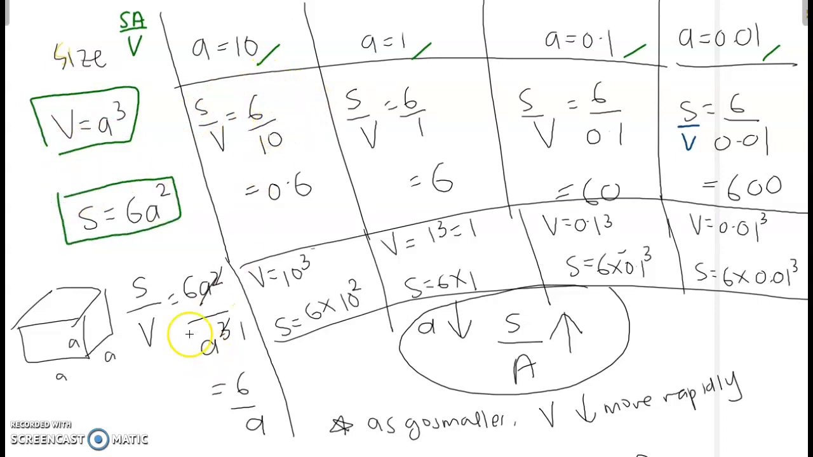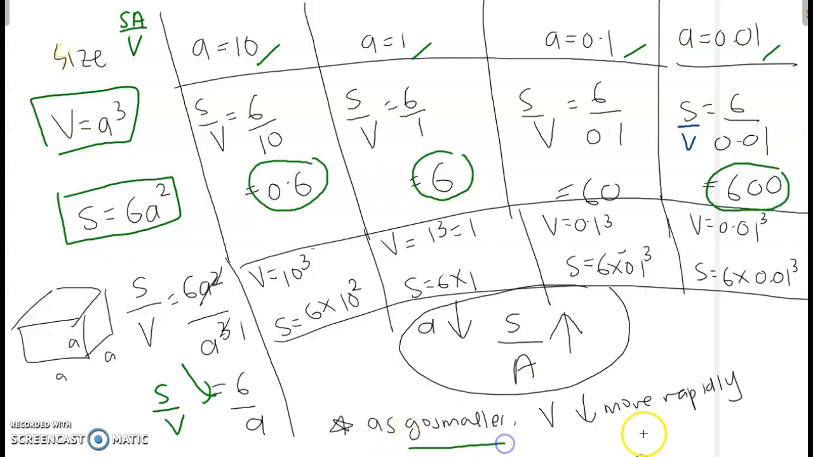So when we simplify, you can get the ratio is 6 over A. So for the macro scale, you can get here is 0.6. As we go smaller, the surface area ratio to the volume will be higher. So as we go smaller, the surface area ratio to the volume will become higher, right? So what does that mean? If we look at the volume number here, as we go smaller, the volume will be much smaller, right, compared to the surface area.